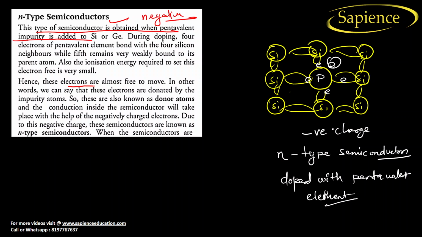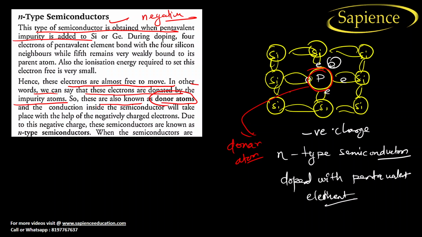Hence these electrons are almost free to move, and in other words we can say that these electrons are donated by the impurity atom. So these are also called donor atoms. Since it donates the electron, it is considered a donor atom, because it is donating an extra electron.